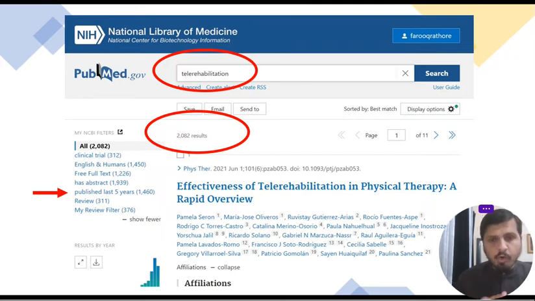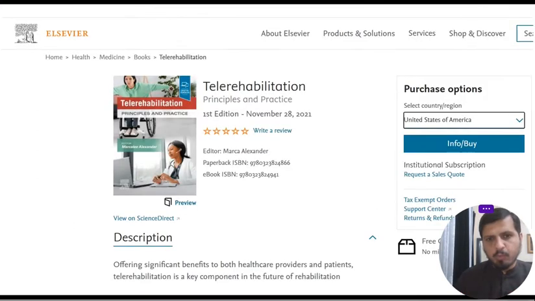Unfortunately, so far, most of the evidence that comes in favor of telerehabilitation is from the developed world, where they have a very good communication infrastructure, network, internet penetration, and high bandwidth. So what we need is to create more evidence from the developing part of the world as well. Apart from that, there are two very important resources that I would like to recommend. One is a book that just came out last year. It is edited by my colleague Markeli Alexandra. So this is an excellent book on telerehabilitation.